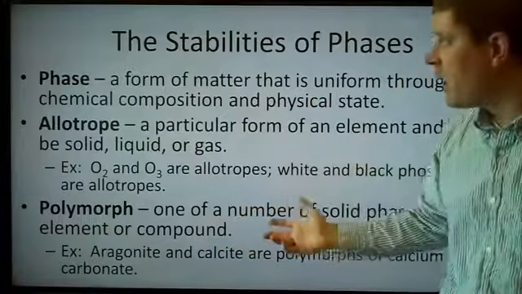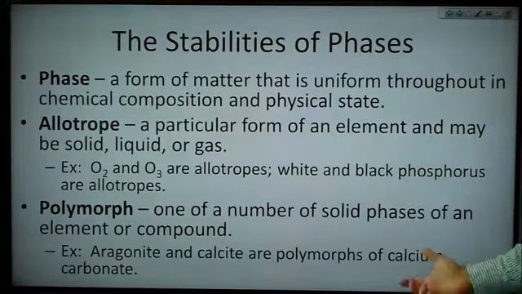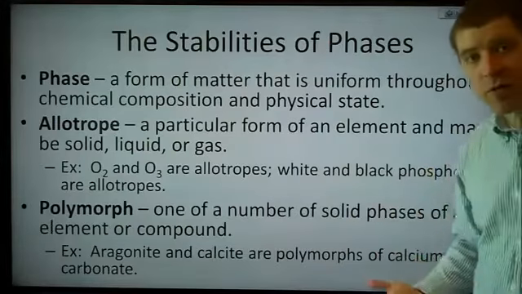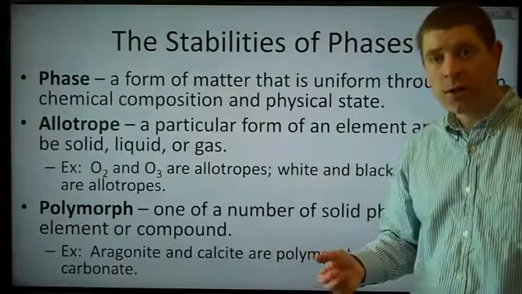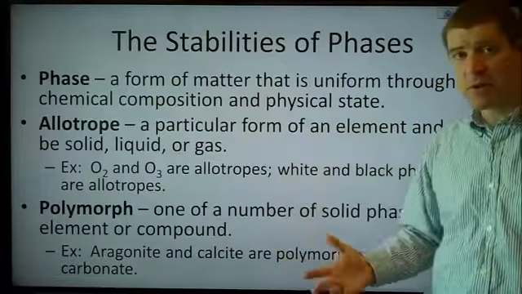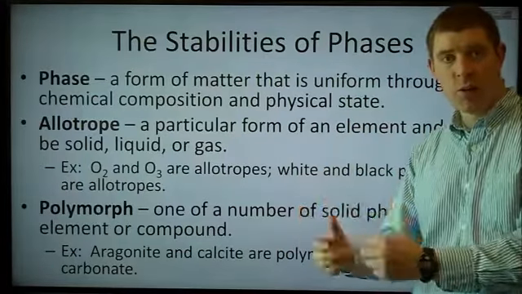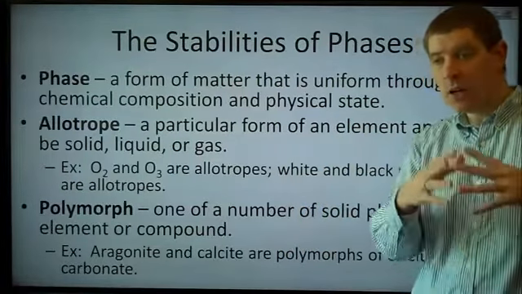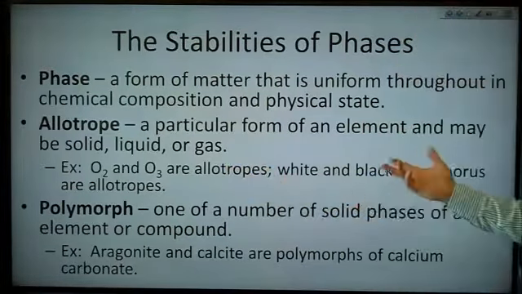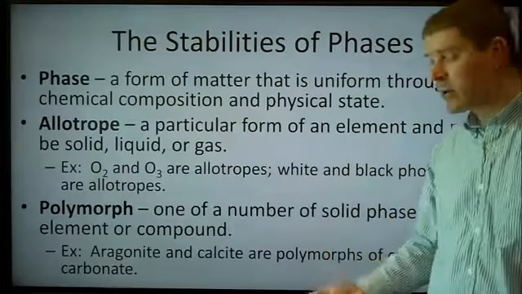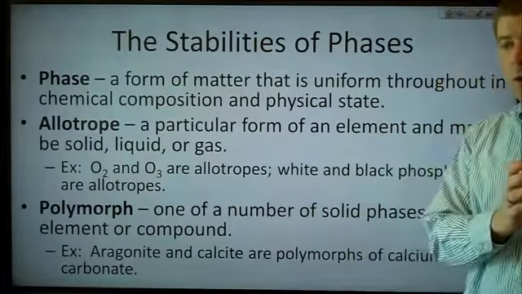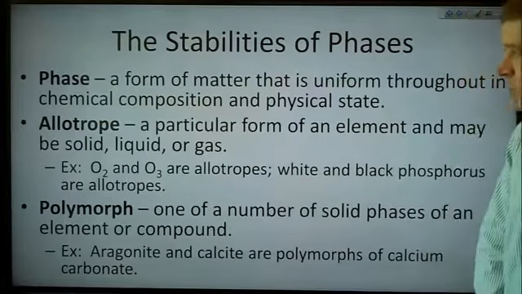Alright, so what is a phase? A phase is a form of matter that is uniform throughout in chemical composition and physical state. So this is something like the liquid phase of water, or the gas phase of water, or a solution, perhaps. It's all the same in chemical composition. So if you look at one portion of a sample and you look at another portion of the same sample, they'll look the same in chemical composition and physical state. An allotrope is a particular form of an element, and it may be solid, liquid, or gas. So diamond is one allotrope of carbon, and graphite is another allotrope of carbon.